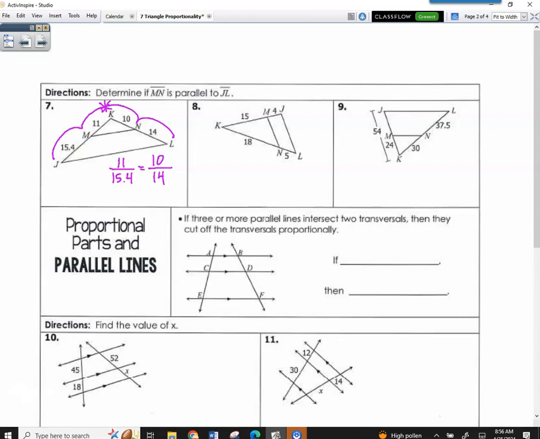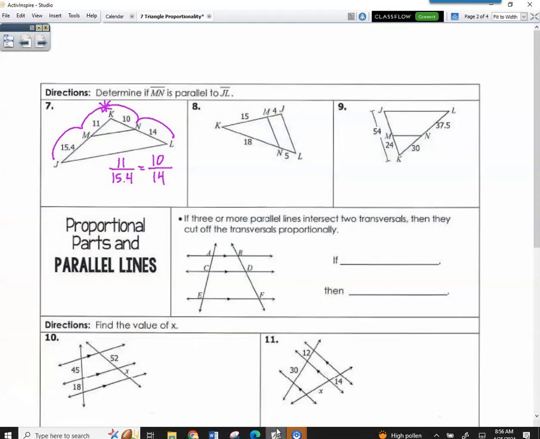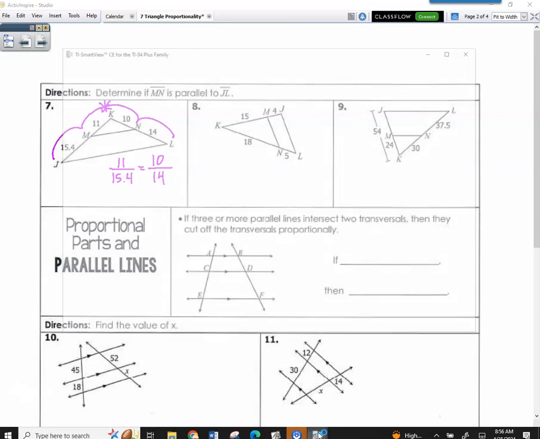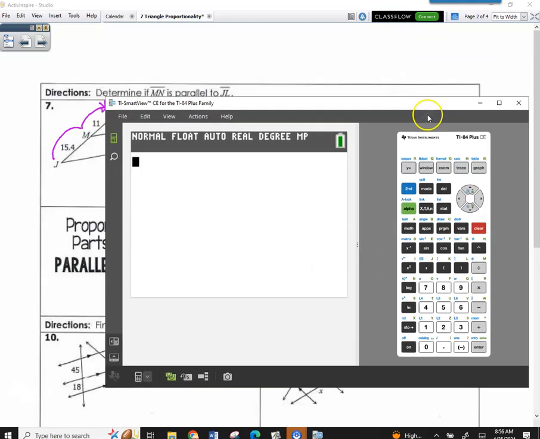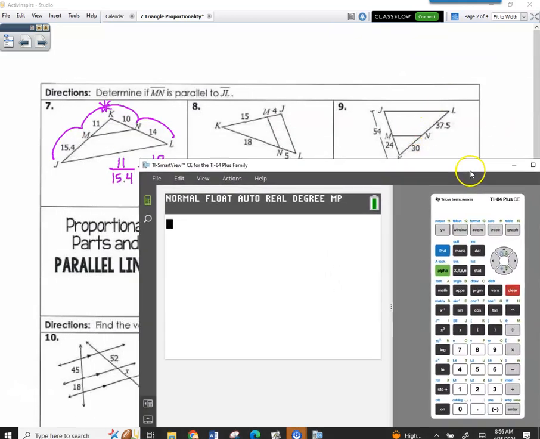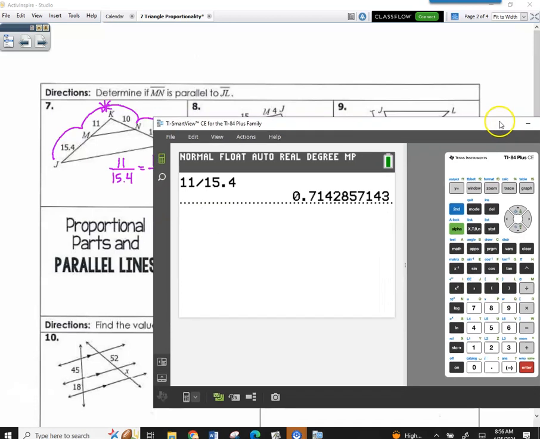Now, there's 2 ways to do this, and one of them is the same as what we practiced yesterday, where you're basically checking the fractions. So 11 divided by 15.4, leave it. 10 divided by 14, leave it. And you're just checking to see, do they match? So 11 divided by 15.4, leave. 10 divided by 14, leave.